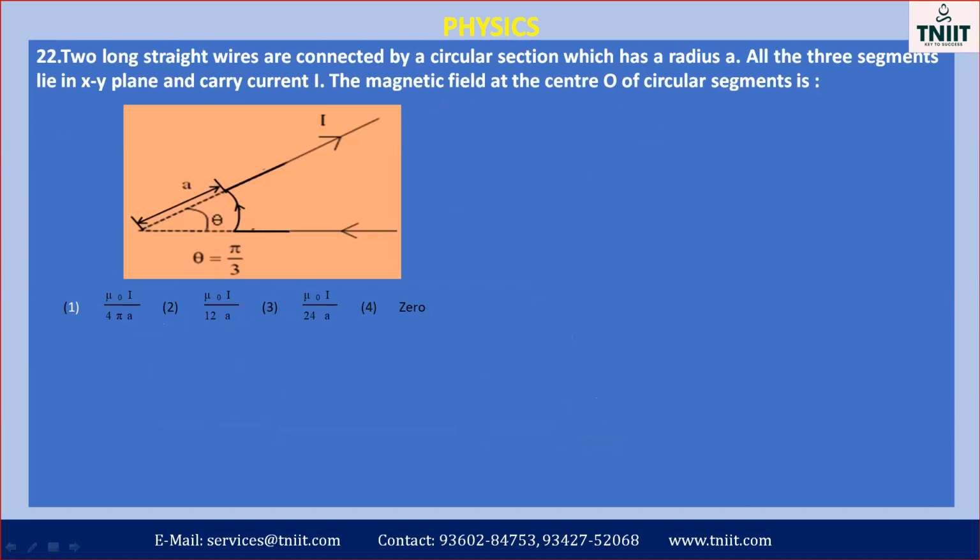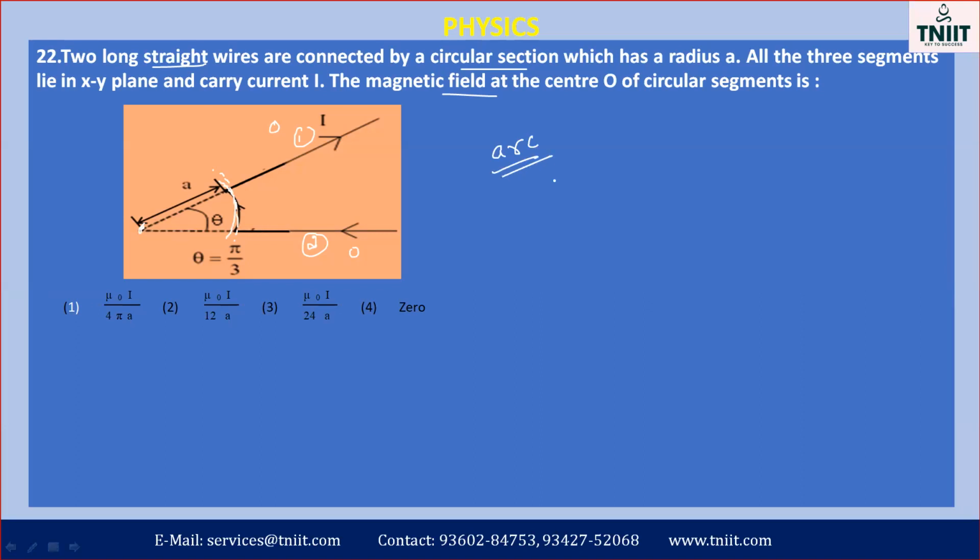Now there are two long straight wires connected in the form of a cross-section like an arc. What is the magnetic field at the center? Since the first conductor is passing through the same point, the magnetic field will be zero. For the second conductor also the magnetic field will be zero. So the magnetic field will exist because of this arc.